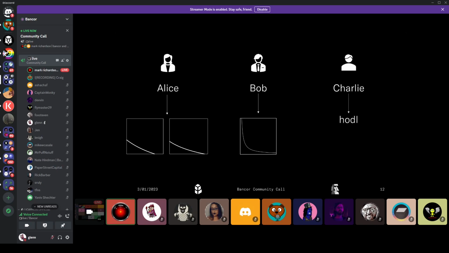And then Charlie is going to be essentially our control group, and he is going to do nothing, right? He is going to just keep his tokens in his wallet. I wasn't sure what to put here, so I just put a picture of an empty battery. But he's essentially just keeping those tokens where they are.